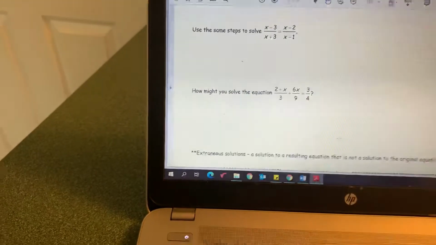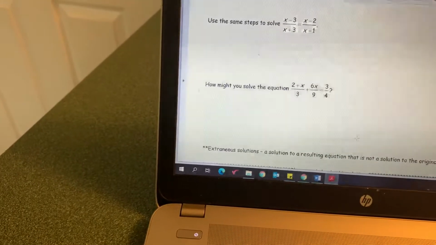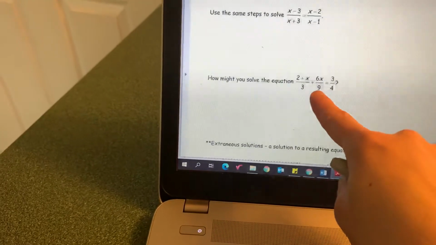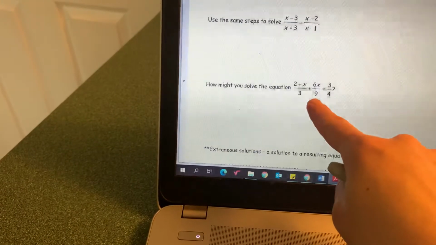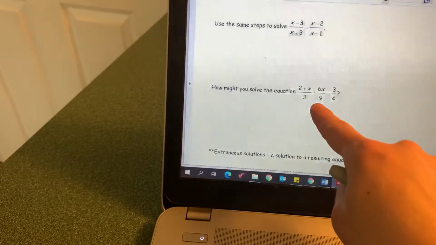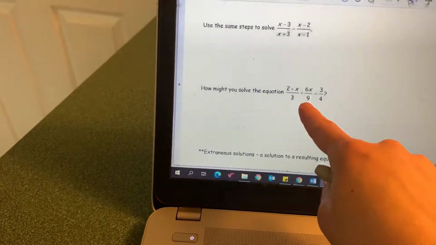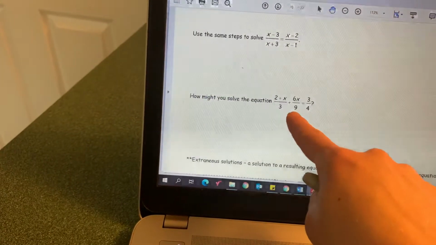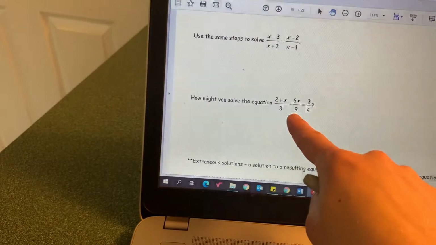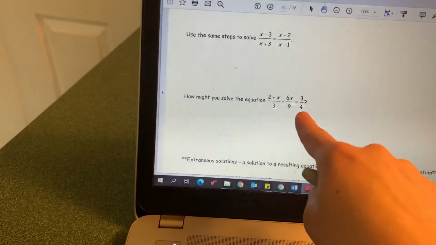This is called clearing the denominator. So what number contains 3, 9, and 4? I always start with the biggest number, 9. No. We double 9, 18. Can they all go into 18? No. Can they all go into 27? No. 9 times 5, 45. No. What about 36? Yeah. Okay.